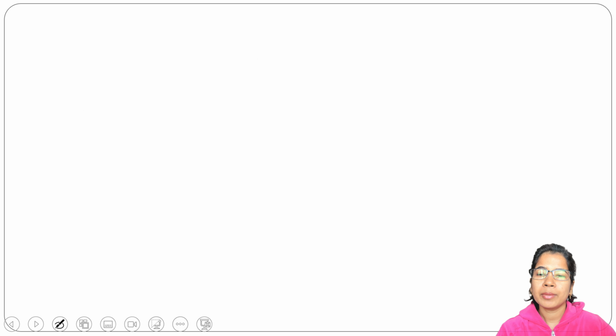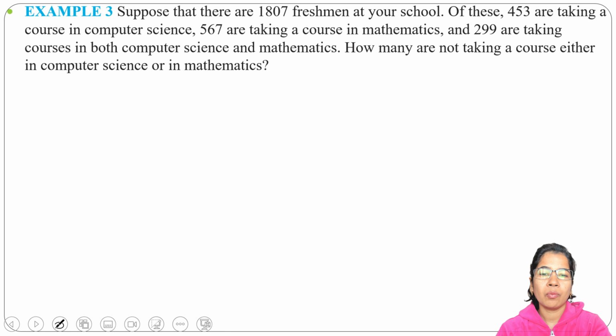Let's see the next example. Example 3. Suppose that there are 1807 freshmen at your school. Of these, 453 are taking a course in computer science, 567 are taking a course in mathematics, and 299 are taking a course in both computer science and mathematics. How many are not taking a course in either computer science or mathematics? Okay, so first we need to find the union, and then we need to subtract it from the total. Only then can we find how many are not taking.